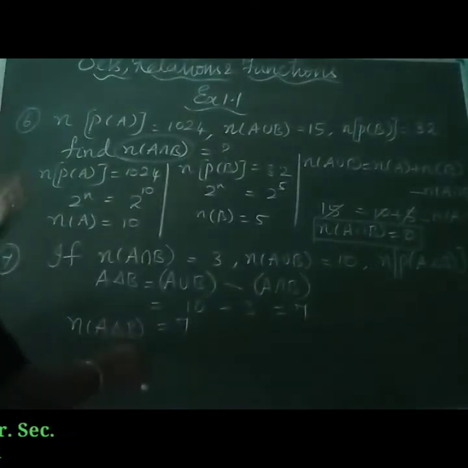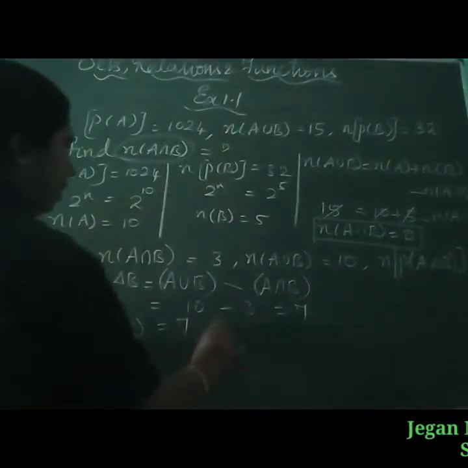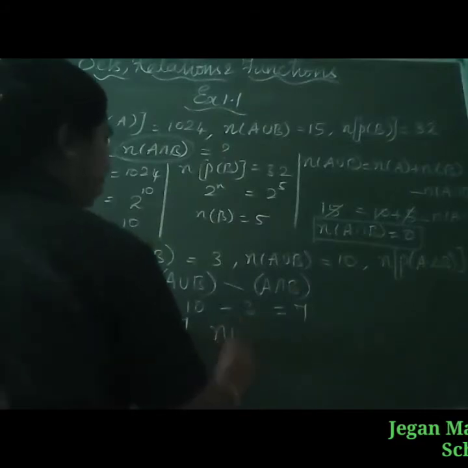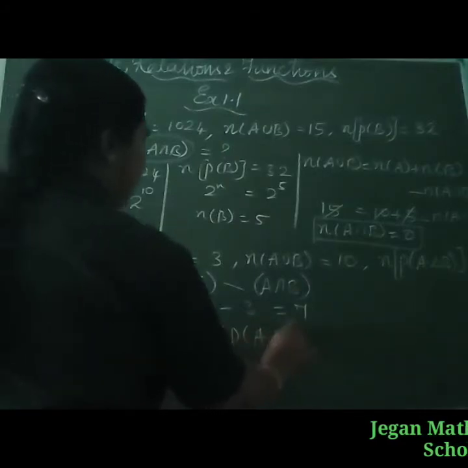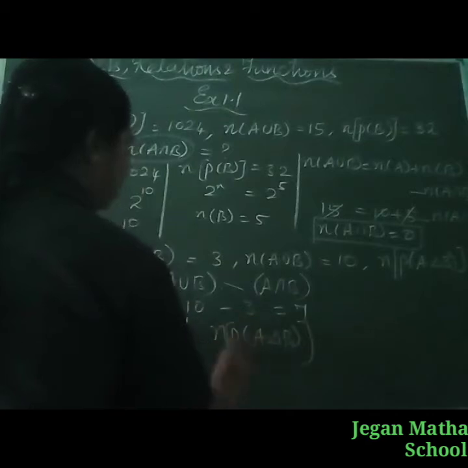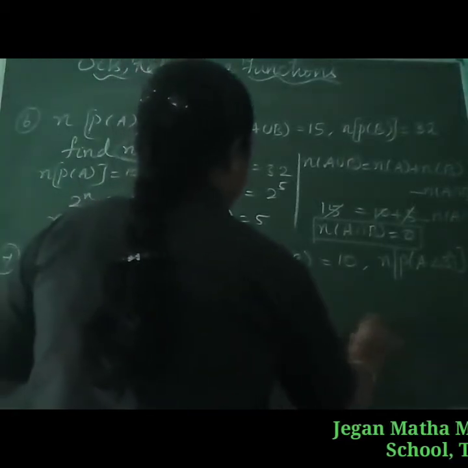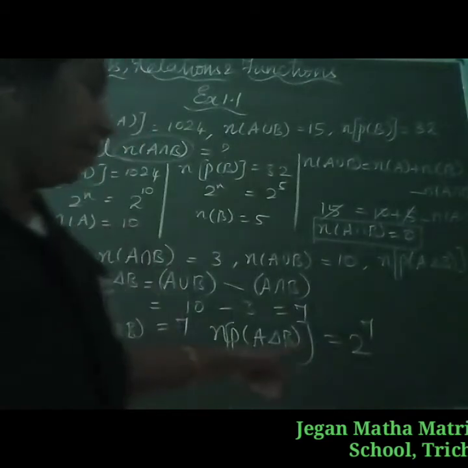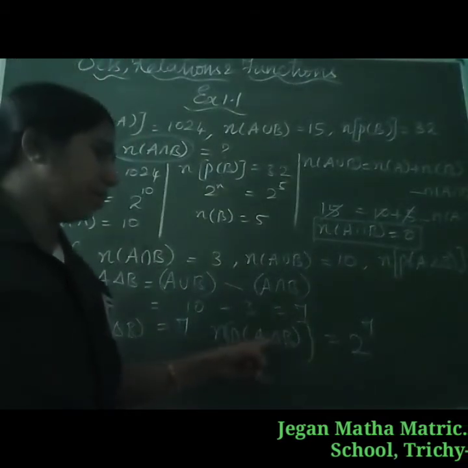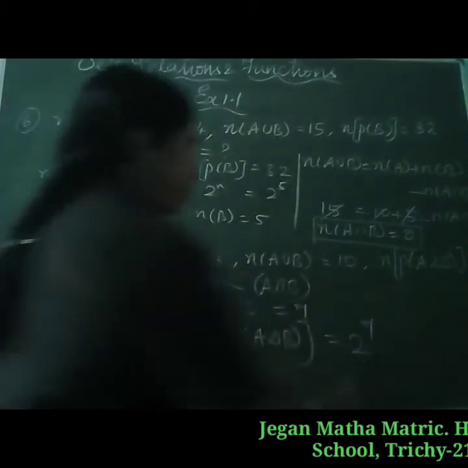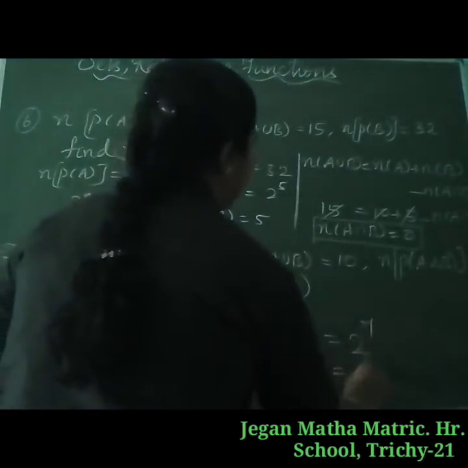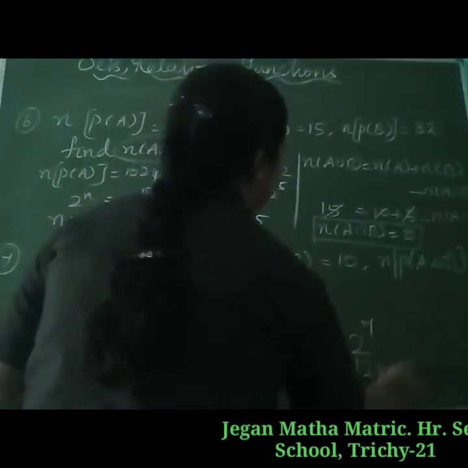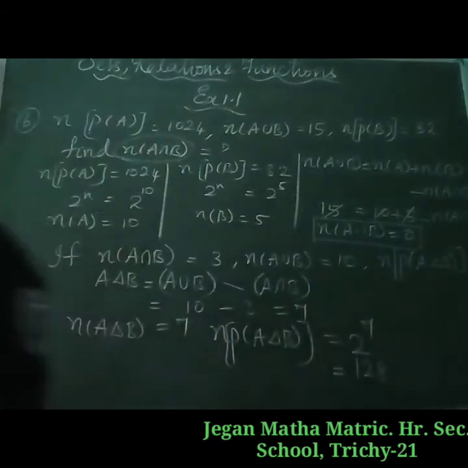If n(A) is given, the number of elements in the power set. Same way, the number of elements in the power set of A symmetric difference B is equal to 2 power 7. 7 times when you are multiplying 2, you will get the answer as 128.